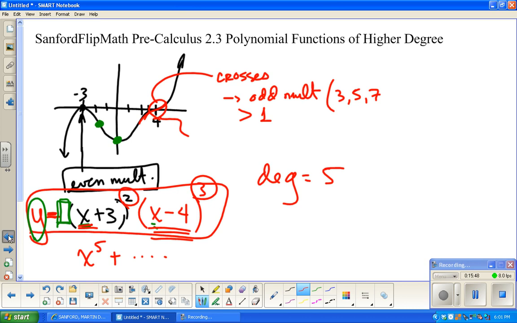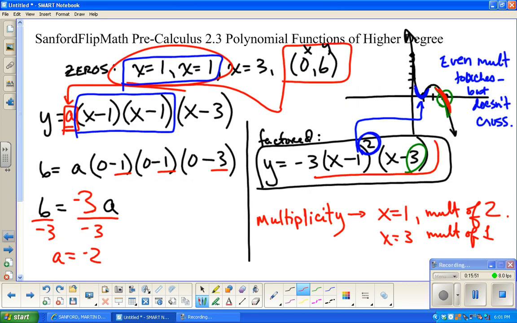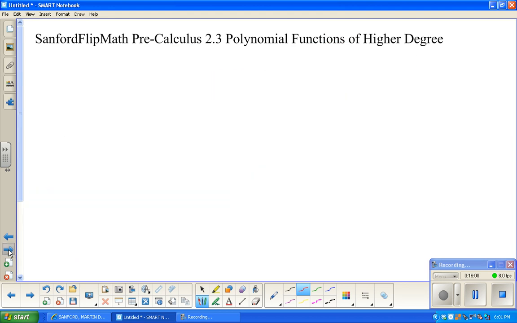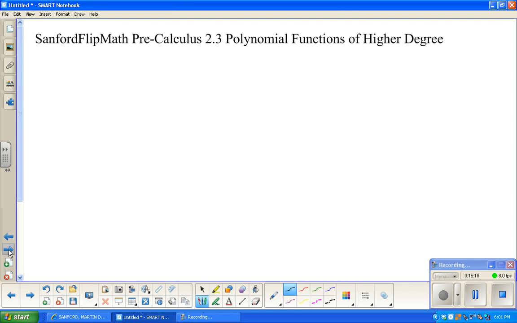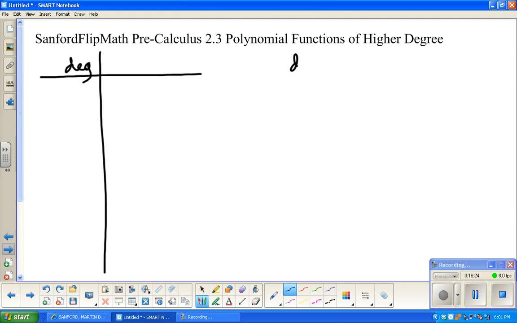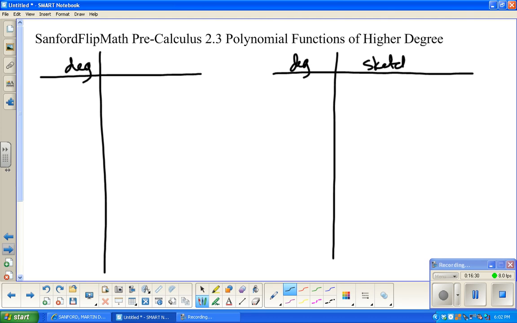As I pop back here, notice this is cubic. And what I want you to notice is these shapes. So let me just start a little sketch here. You already know what y equals x looks like, a 1st degree function. If I have y equals x squared, again, degree 2. In fact, let me do this a little bit differently. Let me just say a degree, and then we'll do a little sketch. I want to do 2 different versions of this, and so this will be the sketch.